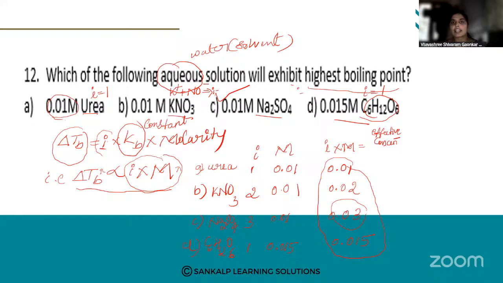0.01 molar Na2SO4 exhibits the highest boiling point. Okay, effective concentration is more, that is, i into m quantity is more.